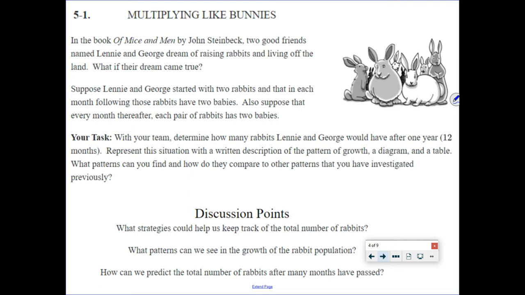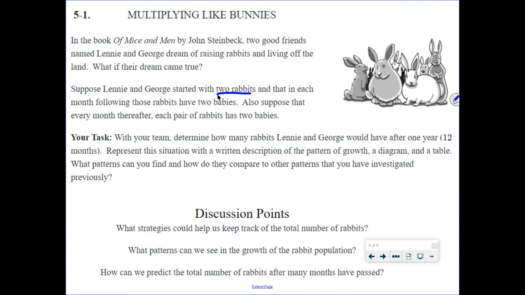Let me read it again. Suppose Lenny and George started with 2 rabbits, and then each month following, those rabbits had 2 babies. Also suppose that every month thereafter, each pair of rabbits had 2 babies. Yes, I know we're assuming that every pair of rabbits is automatically going to have a male and a female, and that they're going to be able to reproduce, which is not, of course, always the case. But we're just talking hypothetically here. We're just making an assumption here, okay?